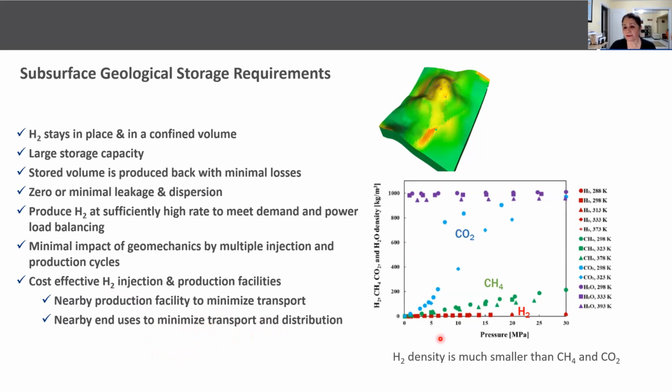And keep in mind that hydrogen has very different properties than the gases that we're used to, compared to methane and CO2, for example. This is an example of density versus pressure and, of course, temperature. And you see that hydrogen has much lower density compared to methane or CO2 for a wide range of pressures. So its movement and transport in the subsurface is going to be different than the other gases.